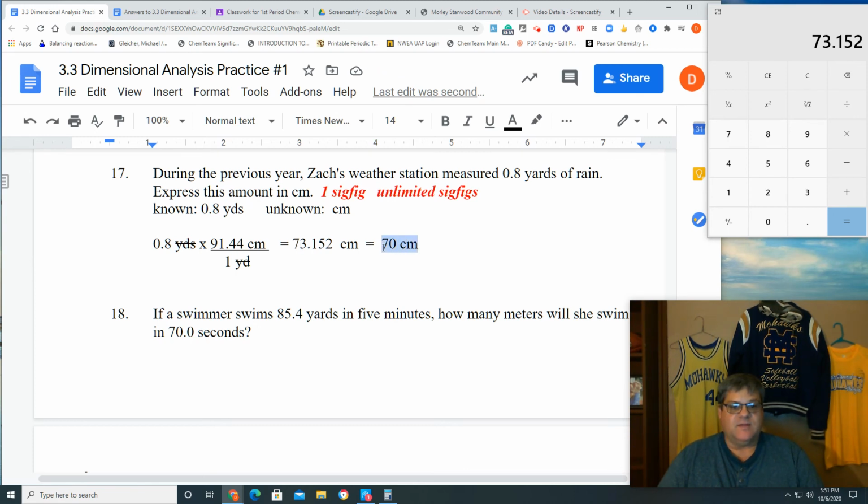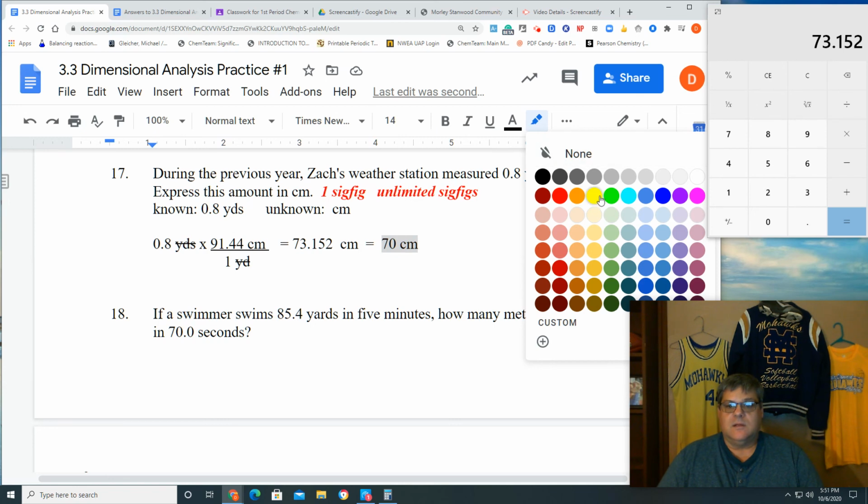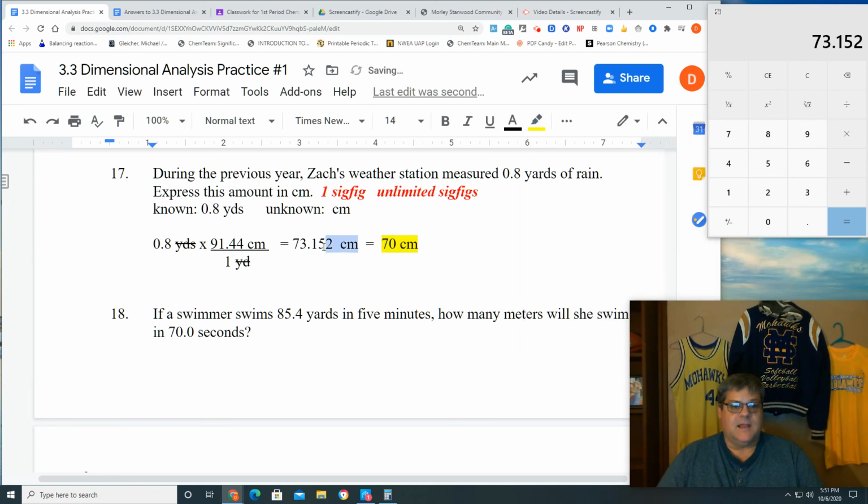I think this probably is your best answer, because that's probably the closest to what they actually wanted. But again, I would accept this one right here. And I would accept that one just because I think that this is maybe a closer representation. I would probably even accept 73 centimeters. So there you go, answer to question number 17. Hope it helped you.